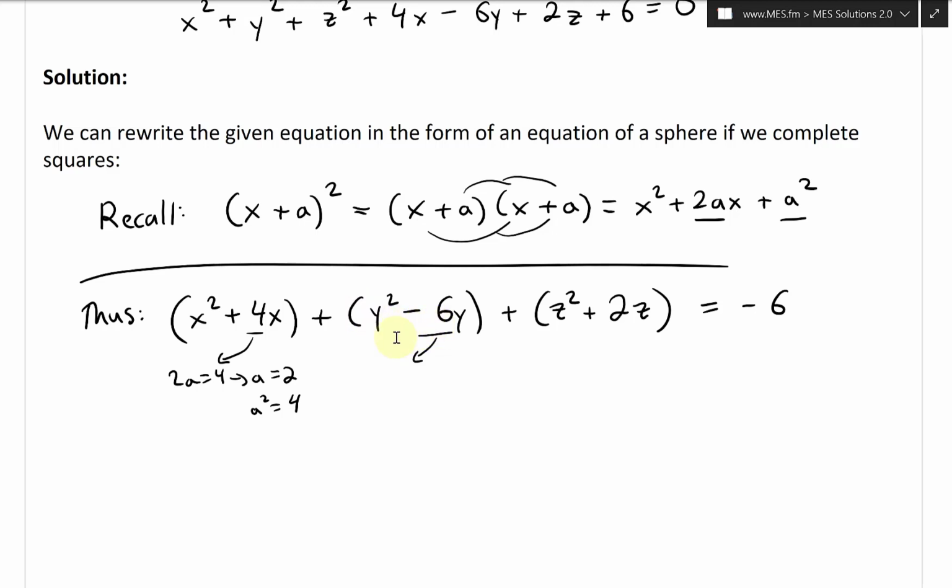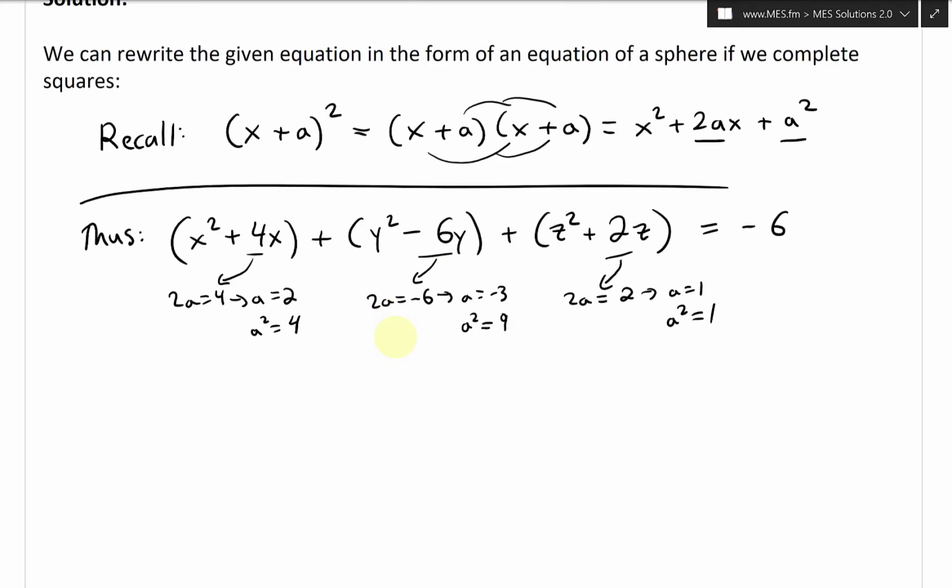So this negative 6, that means we have our 2a is equal to negative 6. That means our a is equal to negative 3, and then our a squared is just going to be positive 9, like that. And the next one is over here. Our 2a is equal to 2. This means our a is equal to 1, and a squared is also equal to 1, like that.